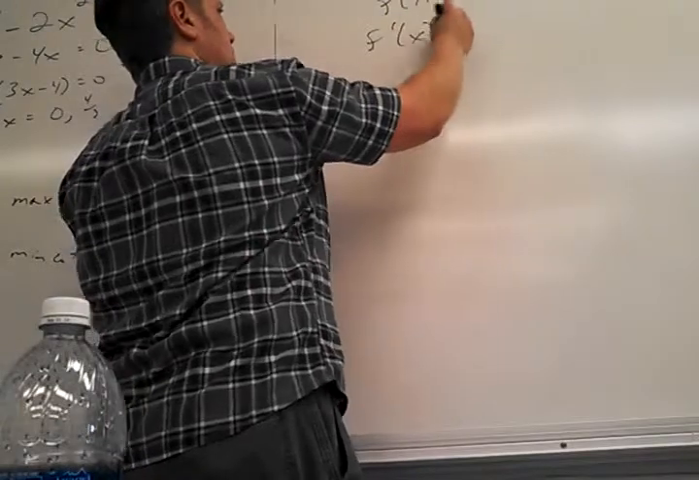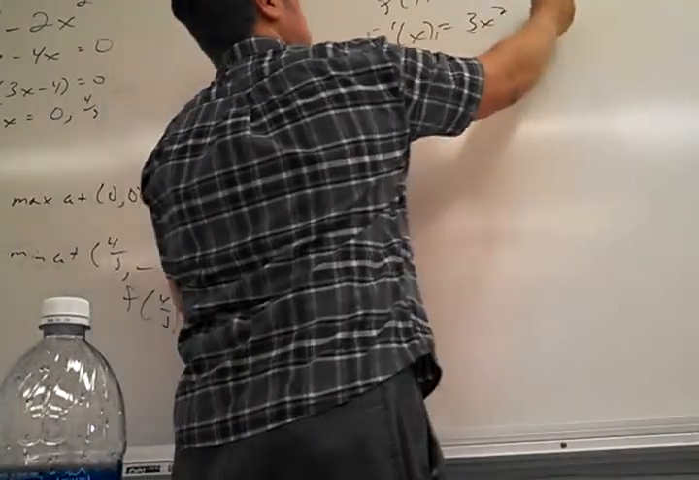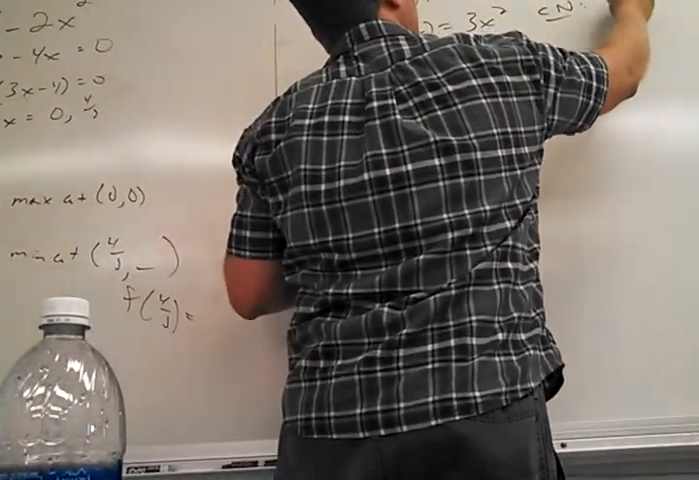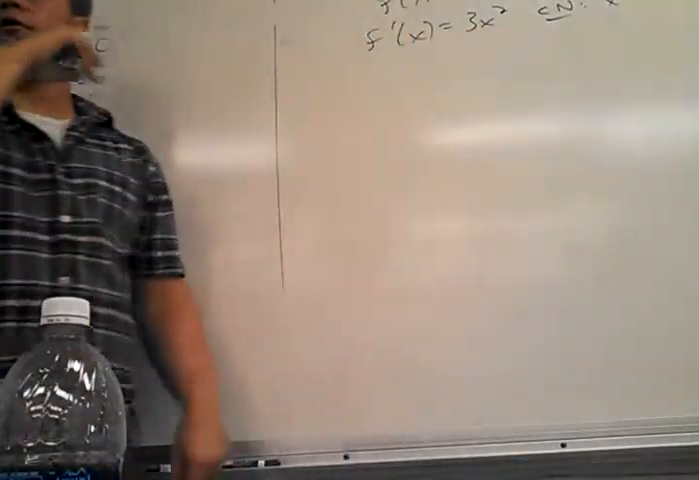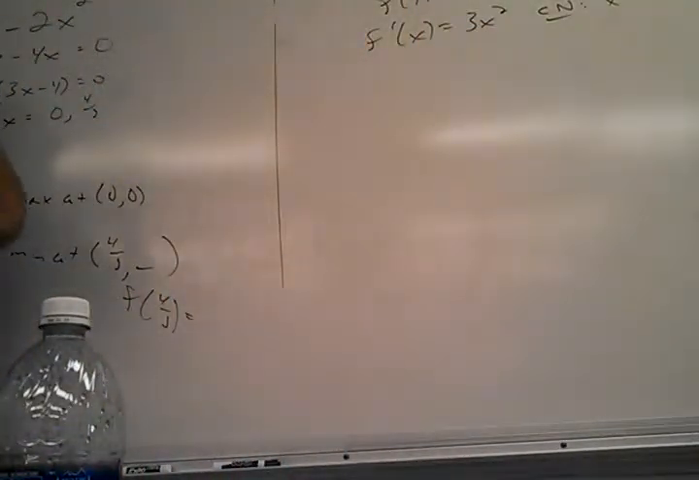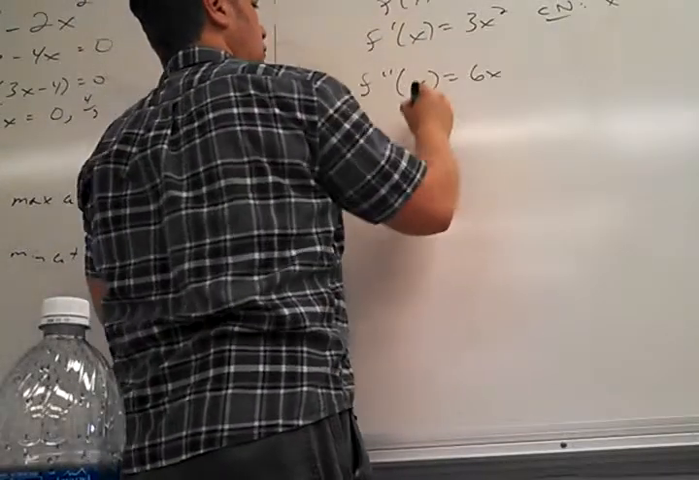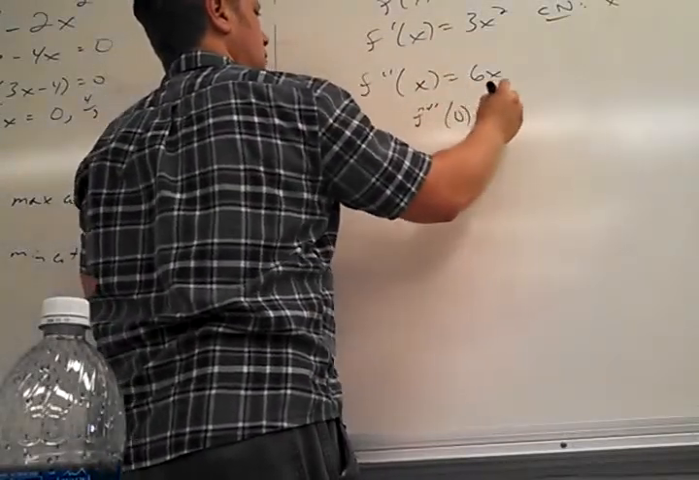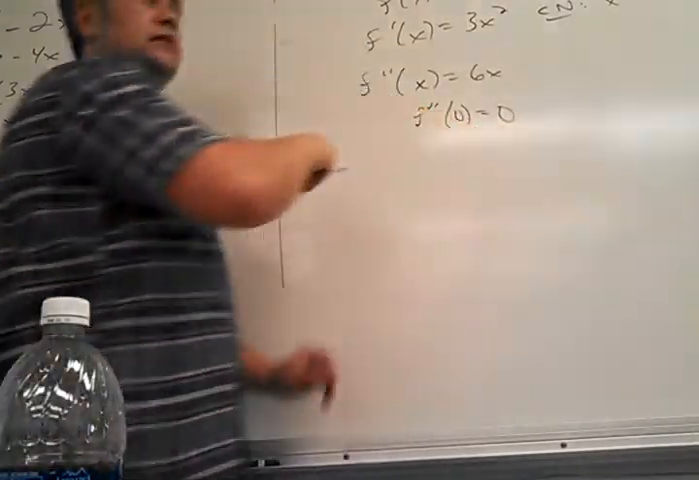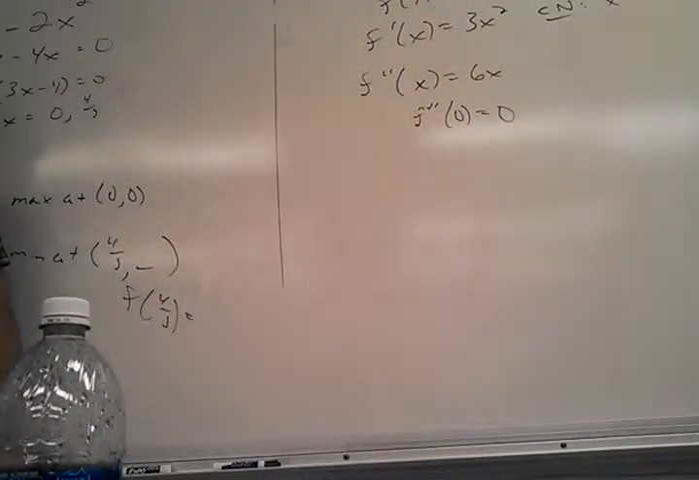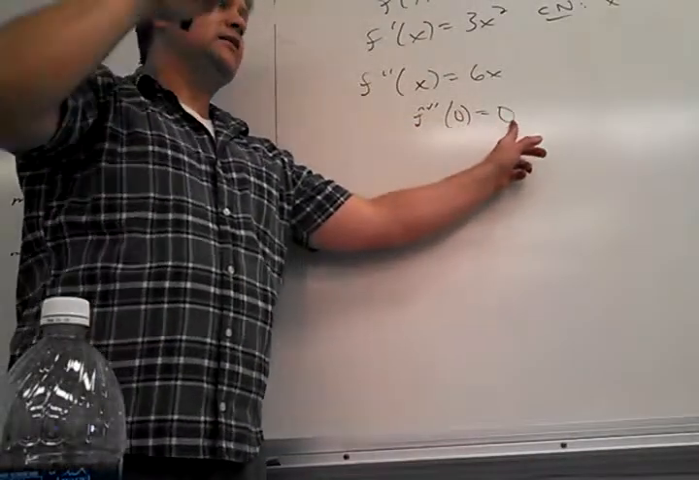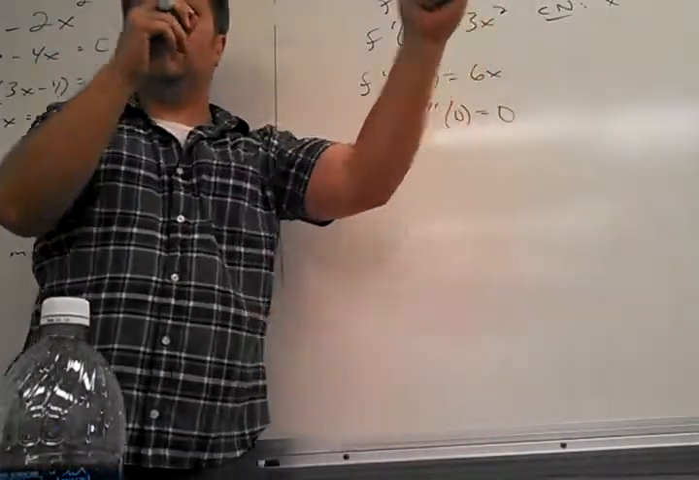So what's f prime? 3x squared. So what's the critical number? 0. That's the only critical number, the only thing that makes it 0 or undefined. What's f double prime? 6x. And what's f double prime at 0? 0. So the second derivative test is indeterminate. Now be careful. If it's not a true turning point, the second derivative test will come out indeterminate. But if the second derivative test comes out indeterminate, it does not mean that that's not a turning point.